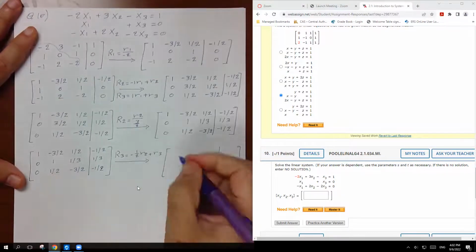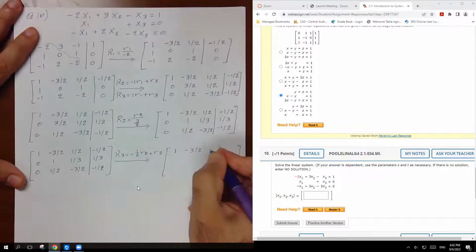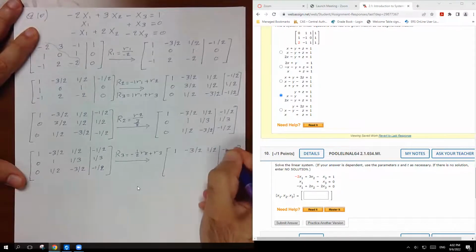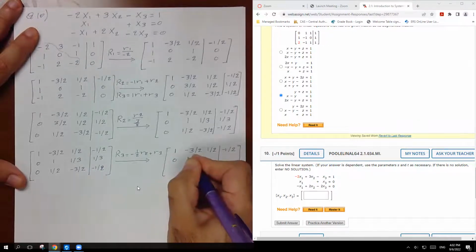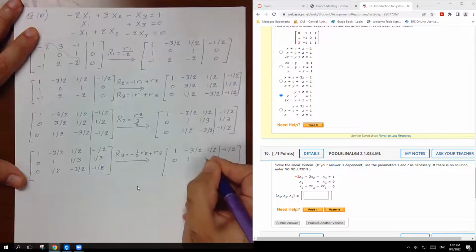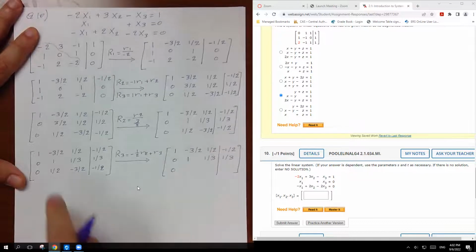So here is the first row, negative 3/2, 1/2, negative 1/2. And here is the second one. Didn't do anything with the second one. And the third one here is 0. So this number is going to be 0.